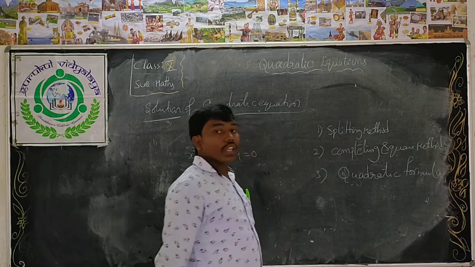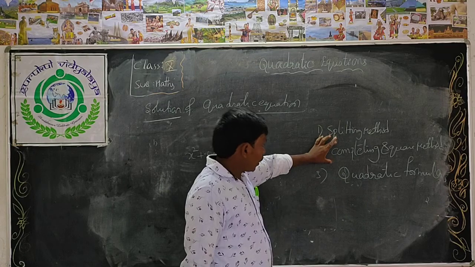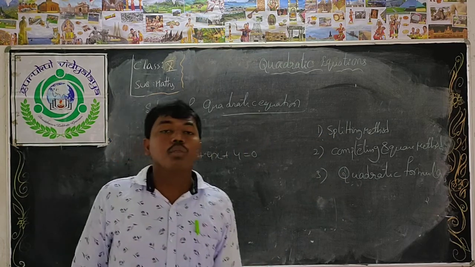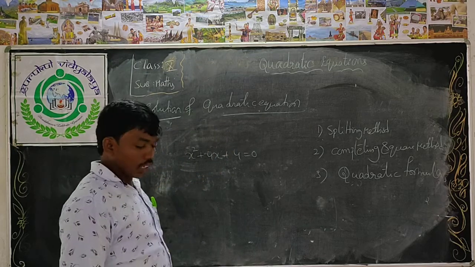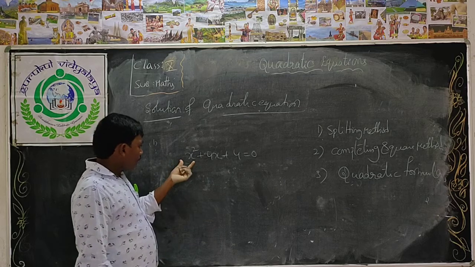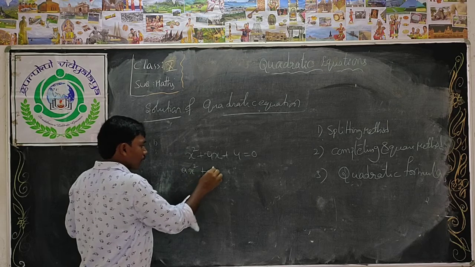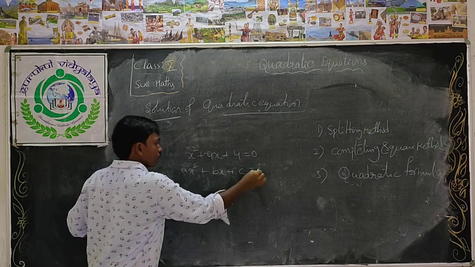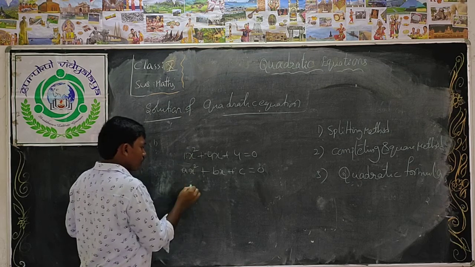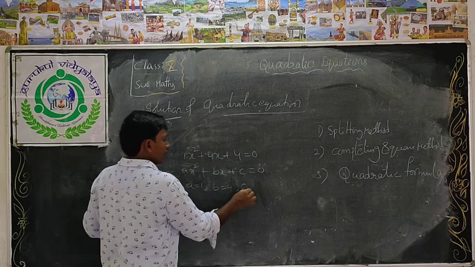We can solve the quadratic equation by three different methods: splitting method, completing square method, and quadratic formula. The first is the splitting method. See the children, compare with ax square plus bx plus c is equal to 0. Where a is the coefficient of x square. There is no number, so there is 1. So a is equal to 1, b is equal to 4, and c is equal to 4.